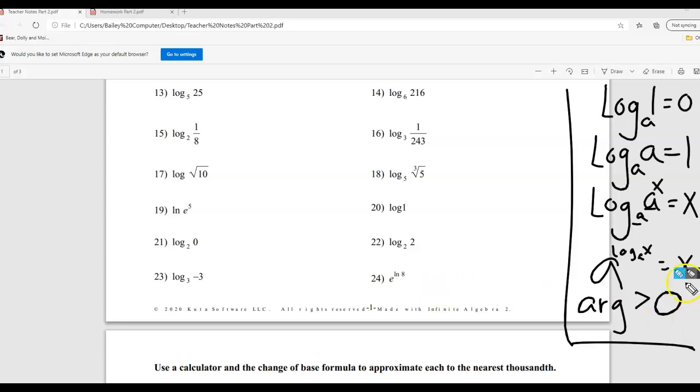The issue here is that there's no solution, and it's because the argument has to be greater than 0. In this case, my argument is 0. It's not greater than 0, it actually equals 0. That's not allowed. So this thing has no solution.